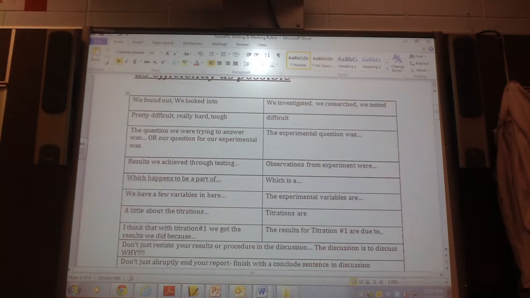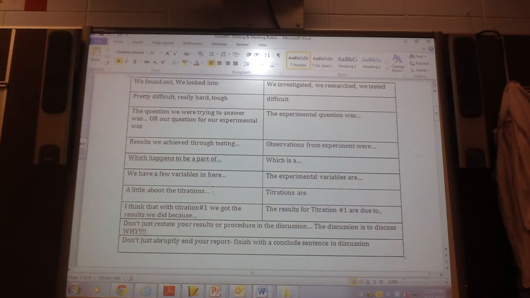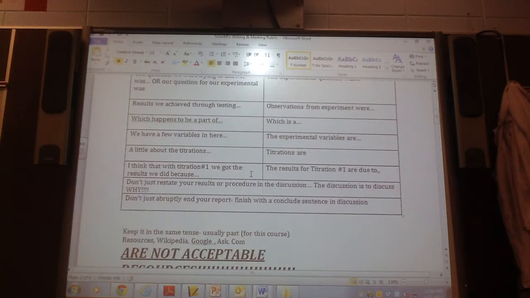Instead of saying results we achieved through testing, say observations from the experiment were. Observations, experiment. Instead of saying a little about titrations, you just say titrations are. You just tell them. Pretend like you're a robot. So nothing fun.